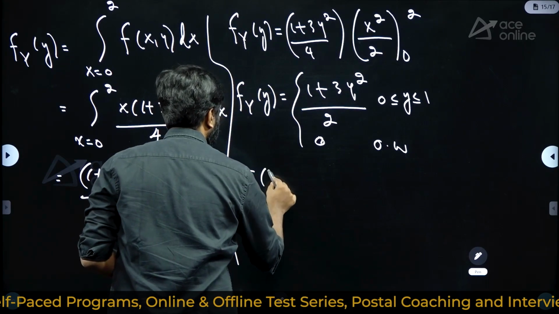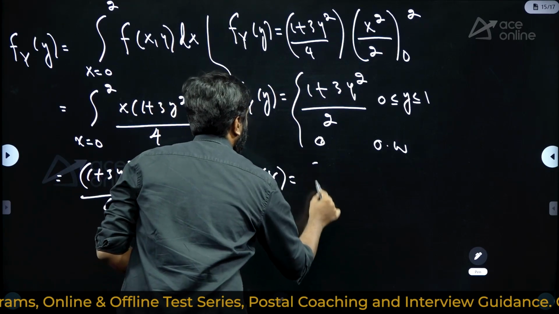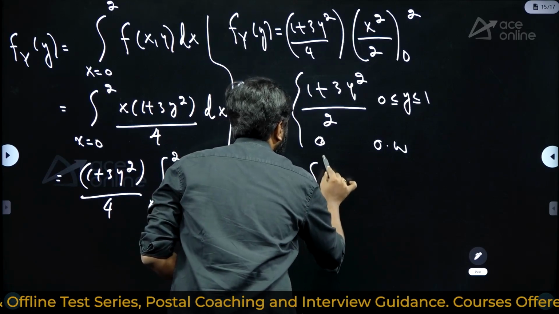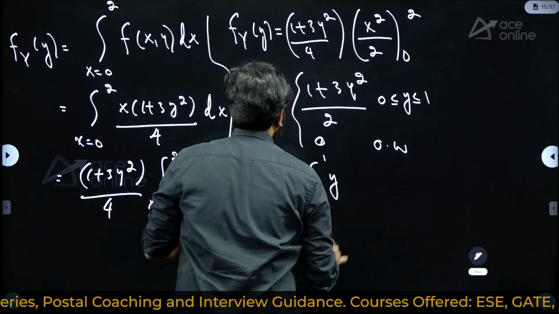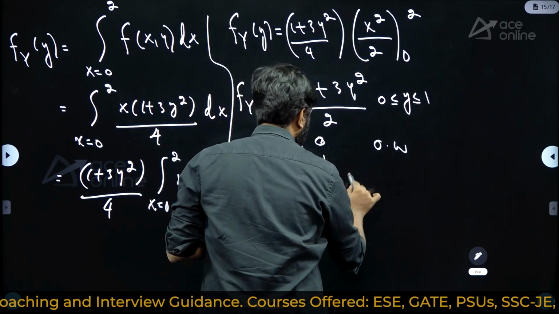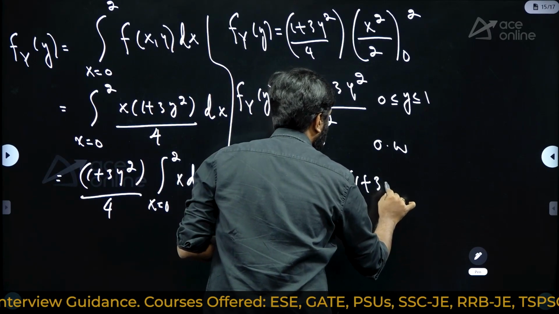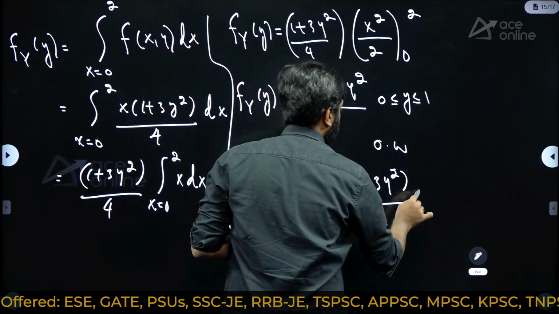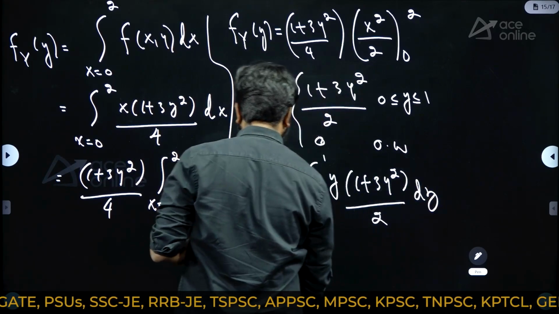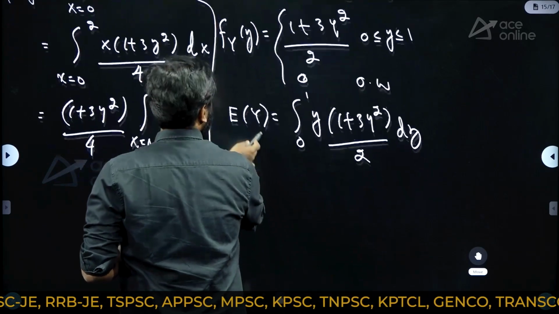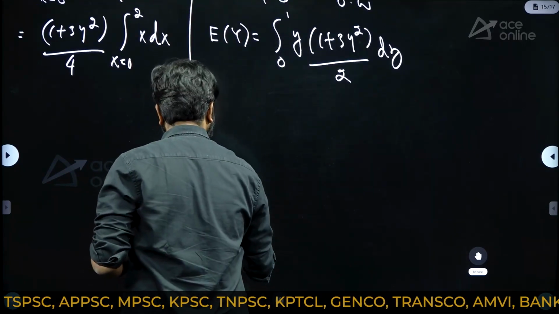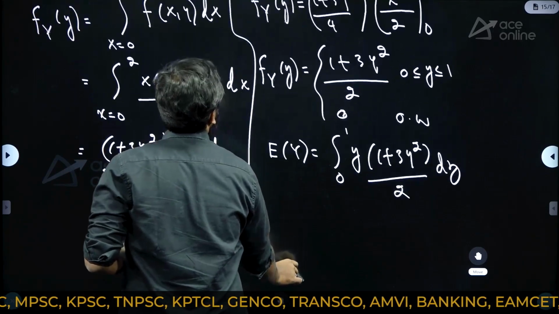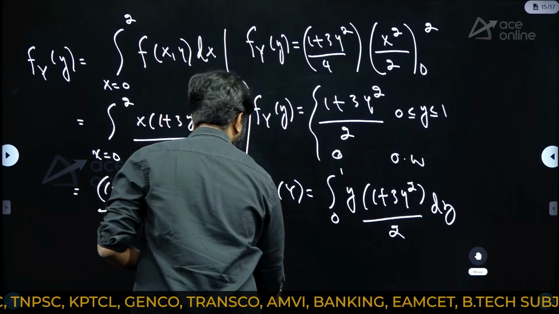So the mean of y is the integral, y from 0 to 1, of y into the marginal density function. So what's the marginal density function? (1 plus 3y square) by 2, and then dy. So just complete this integration process. Let us complete this integration process. You want me to do it in the next page? I'll go to the next page.